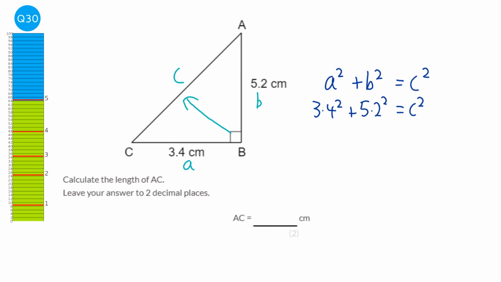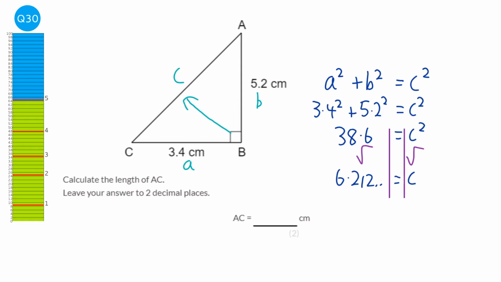So 3.4 squared plus 5.2 squared is 38.6. And we need to solve to find out what c is. And to do that, we just square root both sides. So the square root of 38.6 is 6.212 and so on. And the square root of c squared is c. So to two decimal places, it's going to be 6.21.